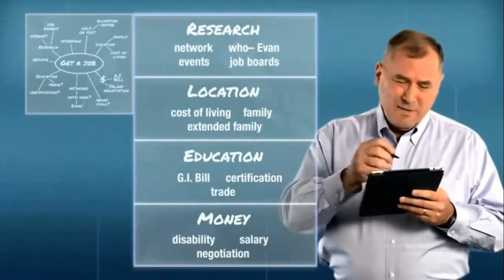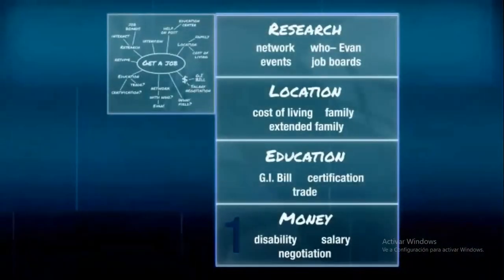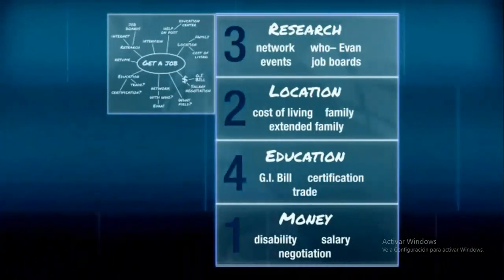So I think salary would be number one. I think second would be location. My kids have gotten used to where they've grown up, and that's kind of what I would consider next. Third would be research, because I need to do a lot of research to figure out. And fourth would be what education I would need.